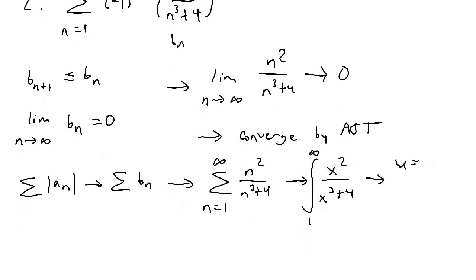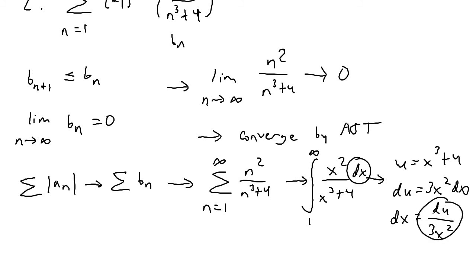So if u is going to be equal to x cubed plus 4, then du is going to be equal to 3x squared dx. And if I divide over the 3x squared, dx is going to be equal to du over 3x squared. And I apologize, I forgot to put the dx there. So now what I can do is substitute in dx and do some u sub.